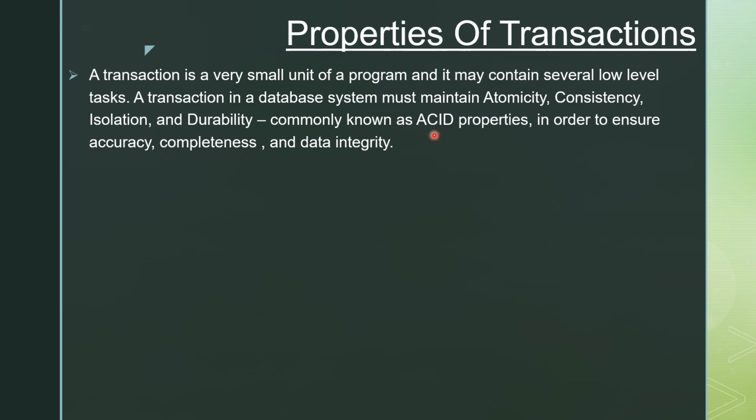So these are the four properties which any transaction in the database system should follow in order to ensure that if you're following these four properties, your data will be accurate, completeness, and data integrity. It will be accurate, it will be complete, as well as honest or correct data. Data integrity means honest, or it should be correct.